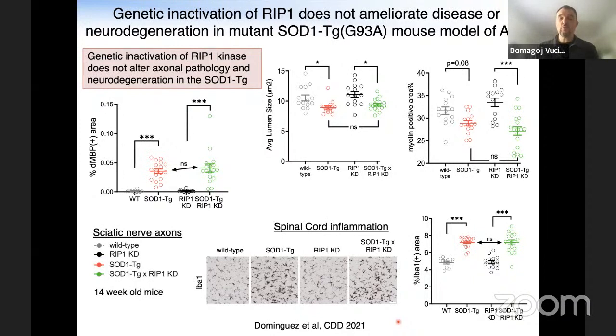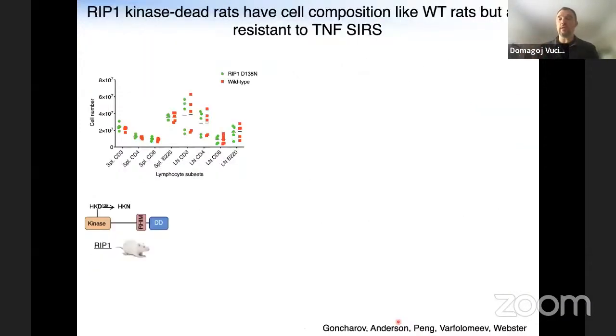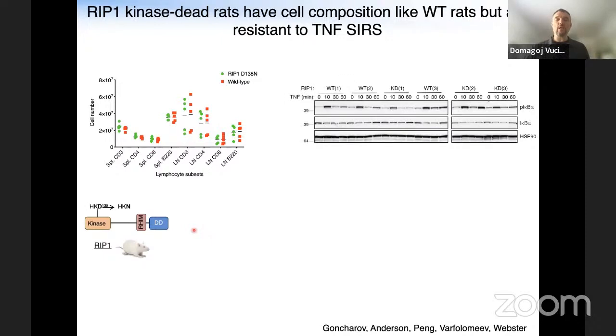However, to do more study in the neuro space, we made an additional model, which is rats. So we made rats that are RIP1 kinase dead knock-ins, okay? Again, just one amino acid substitution. So you can see here, again, lymphocyte subsets, okay, these rats live just like wild types. There's no difference, the same lifespan. They activate NF-kappa B and have RIP1 at the same level.